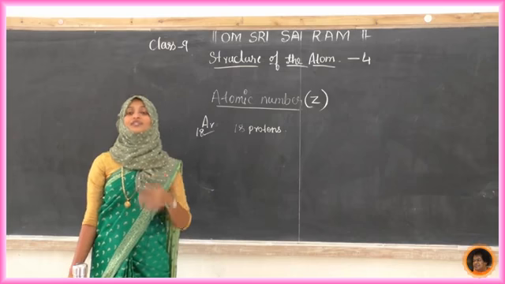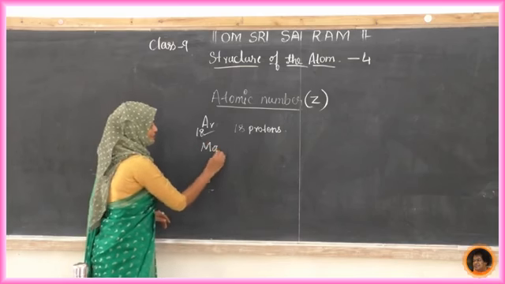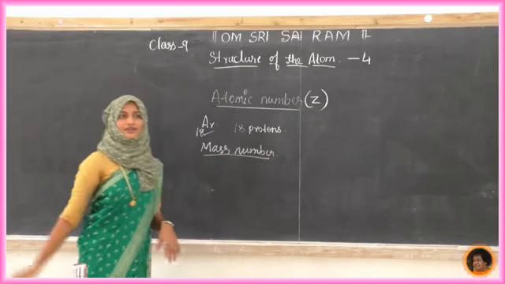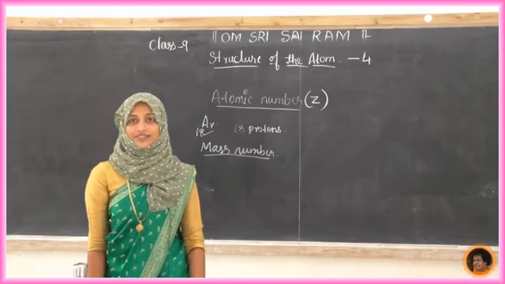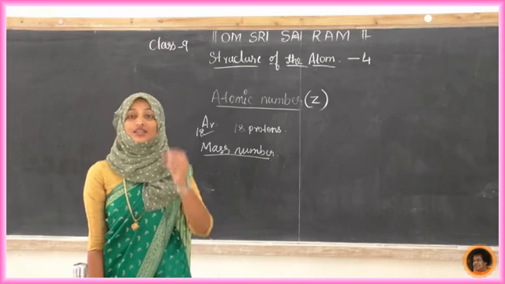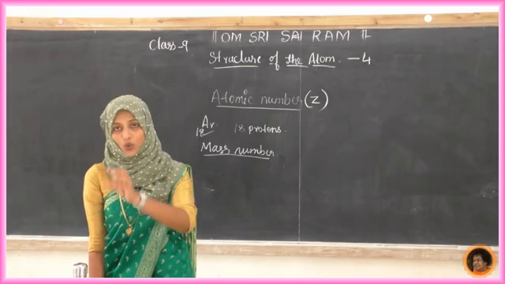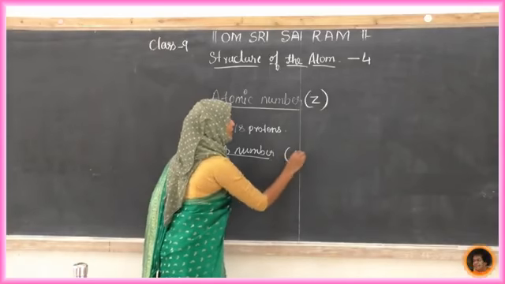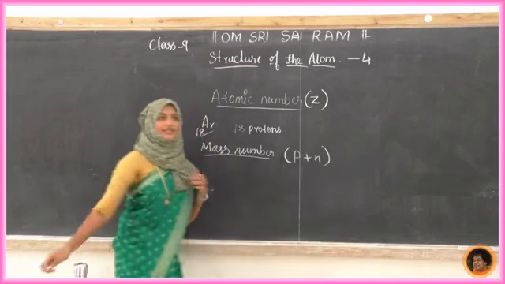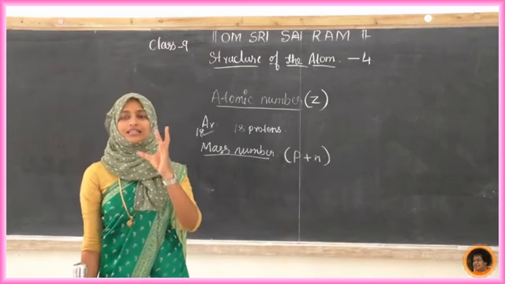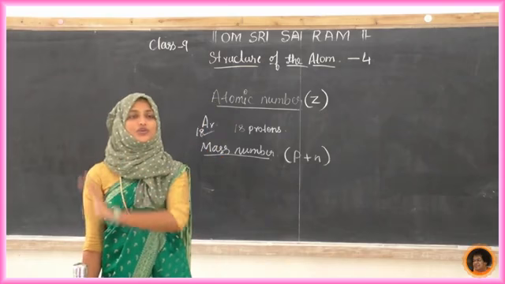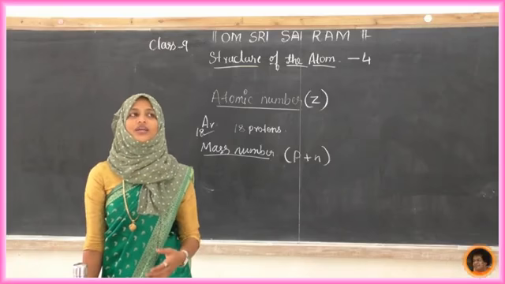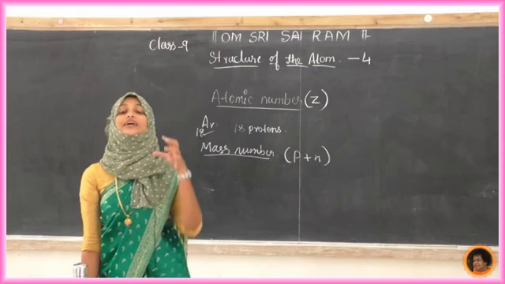Now what is a mass number? Mass number means the sum of the total number of protons plus neutrons present in the nucleus of an atom. So, proton plus neutron present in an atom. That sum of the total number of protons and neutrons present in an atom is called the mass number.